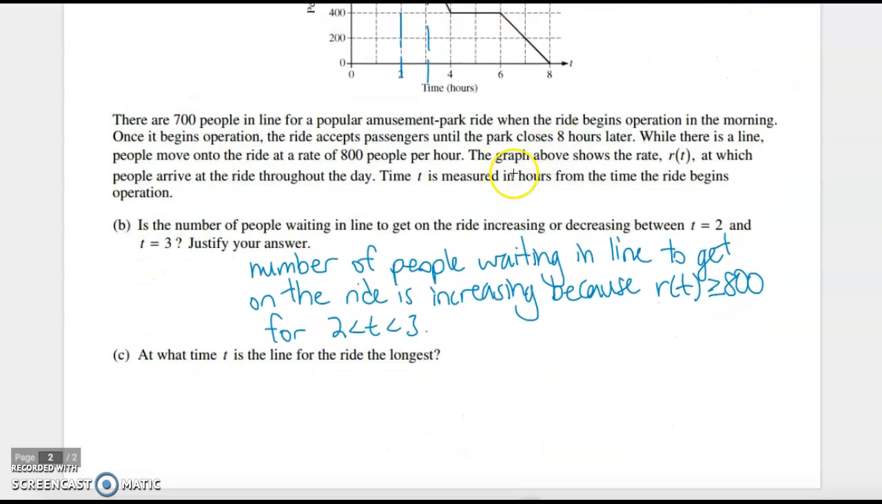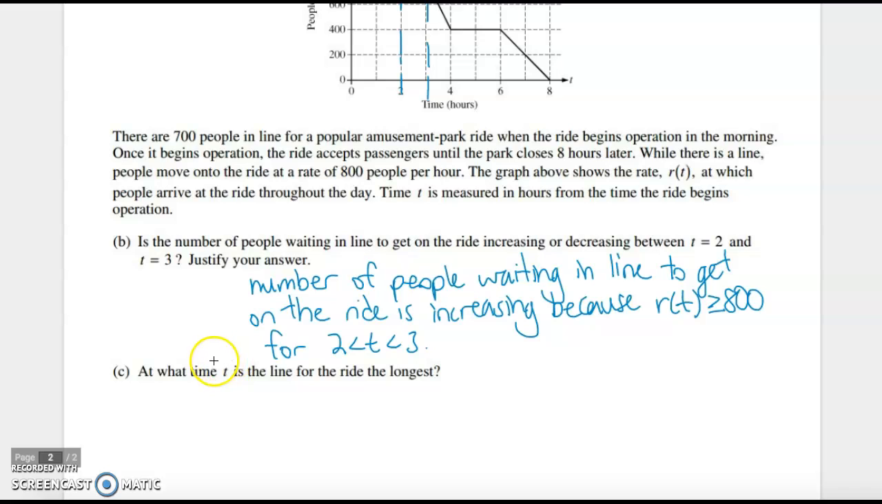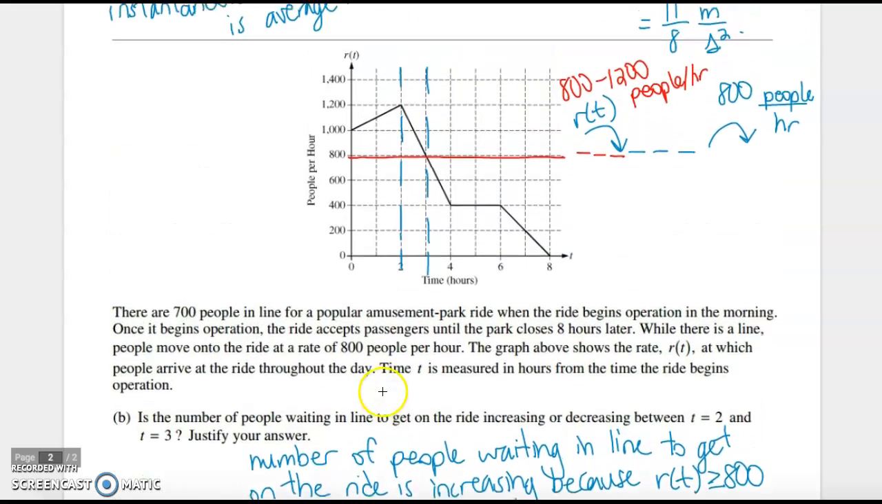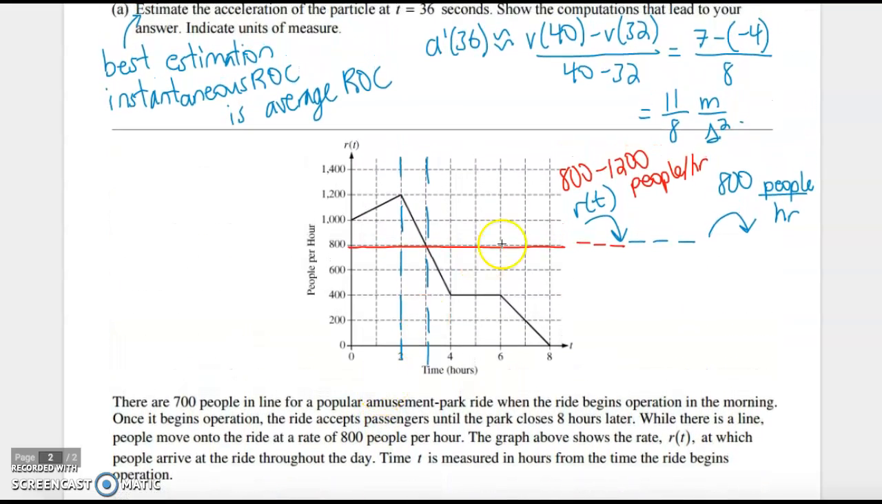That's a tricky one. At what time is the line for the ride the longest? So basically they're trying to figure out at what time the line is going to be the longest. Now it's going to be the longest when more people have been getting in line than have been getting onto the roller coaster. So that starts off right away at 0. There are 800 people per hour getting on the ride, but there are more and more people getting in line.